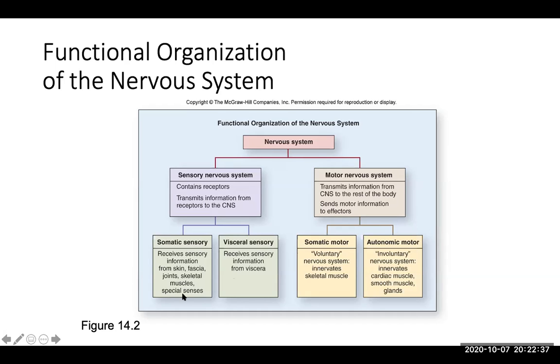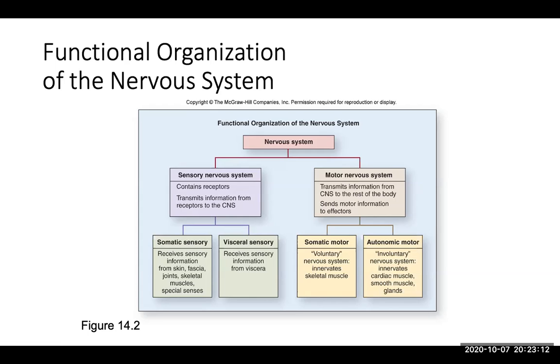Your somatic sensory receives sensory information from your skin, your fascia, your joints, your skeletal muscles, and all the special senses. The visceral sensory, viscera has to do with organs. So your visceral sensory will receive sensory information from all of your internal organs, from the viscera. So the sensory information contains the receptors, sends it to the central nervous system, and then your brain pretty much sends out a response to the motor nervous system.